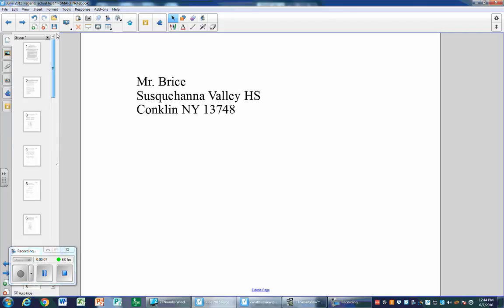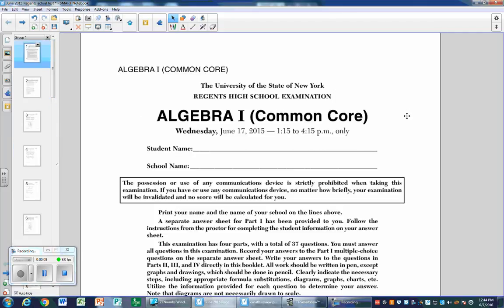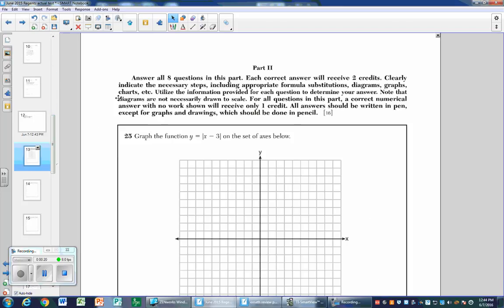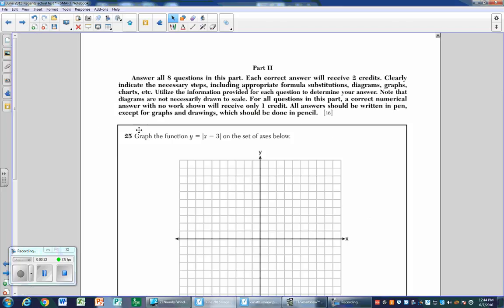And today, we're going to be going over the Algebra 1 Common Core Regents from Wednesday, June 17th, 2015. So this is the 2015 June exam. And we're starting off with question number 25, which is the first two-pointer, where you have to show your work.